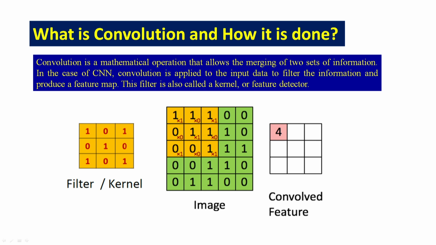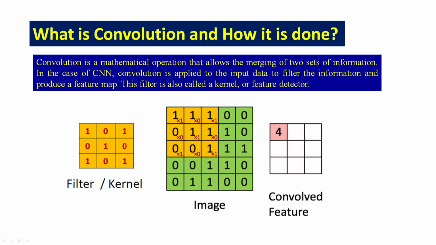So, convolution is basically a mathematical operation. The image is converted to a matrix of data, 2D images, 2D data points. It is a mathematical operation that allows merging two sets of information. In the case of CNN, it is applied to input data to filter the information and produce a feature map. This filter is called a kernel or feature detector.